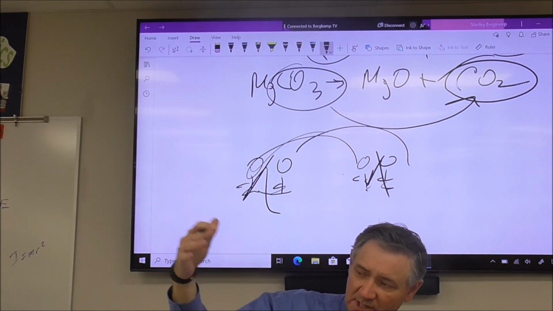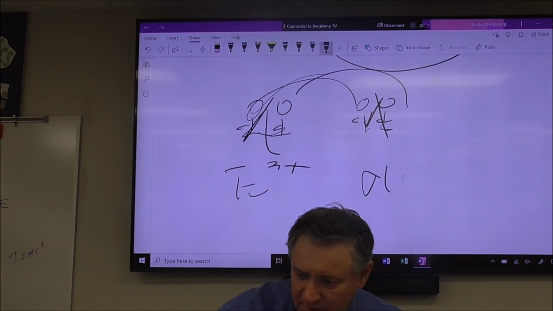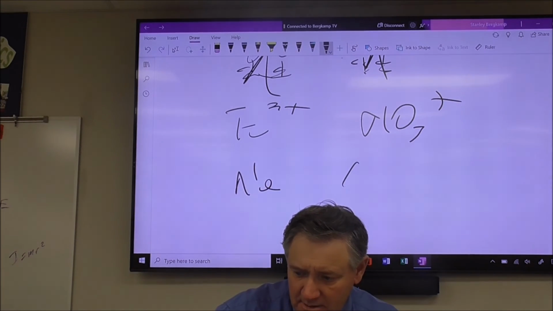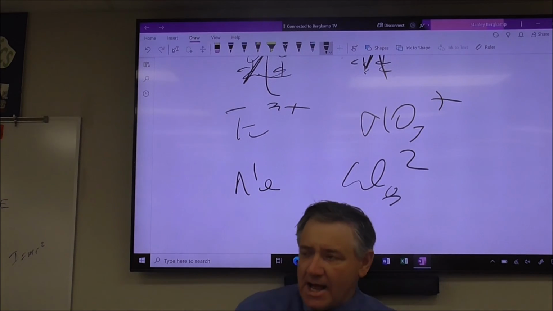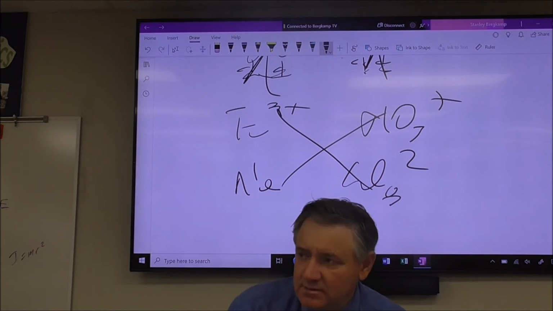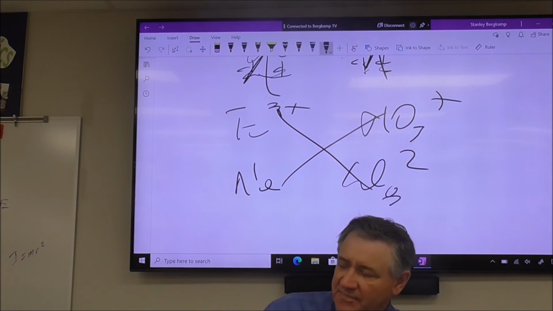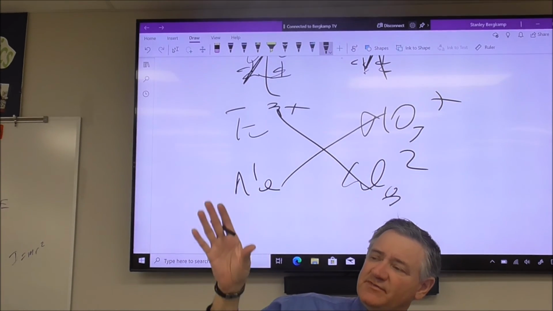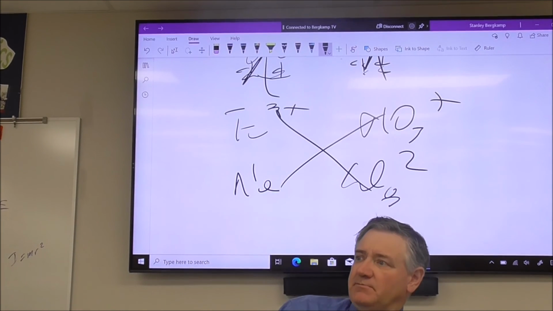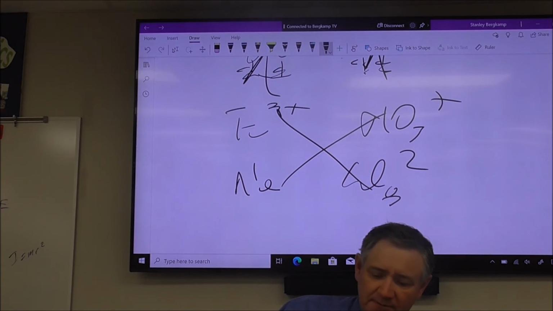So in double displacement reactions, we have to have ions that are floating around, like iron and nitrate, and then sodium and carbonates. I have to have those in solution so that they can recombine. If they're locked up as solids, nothing can happen. So we have to have them as aqueous solutions so that they're moving around and then recombine. Does that make sense? Okay.